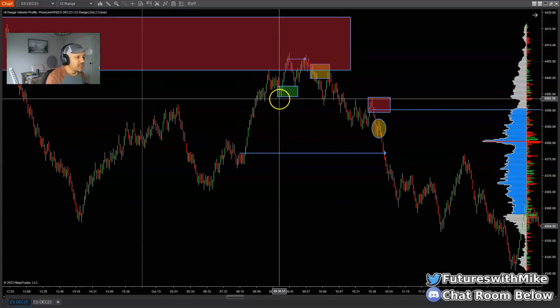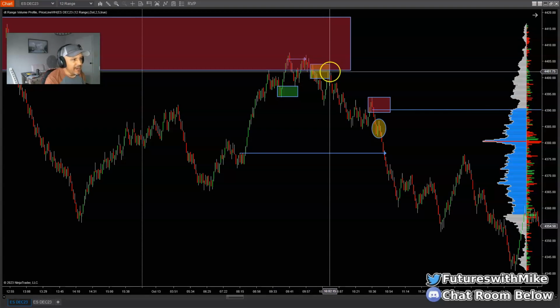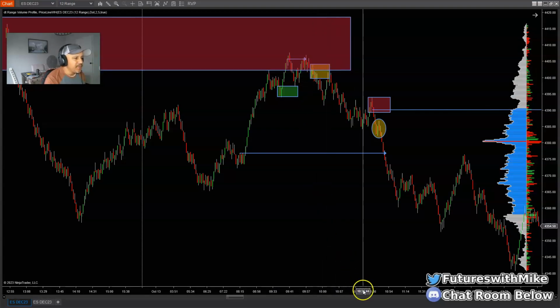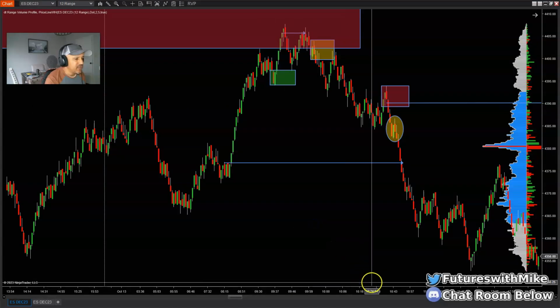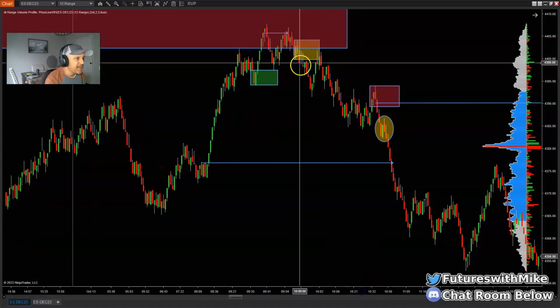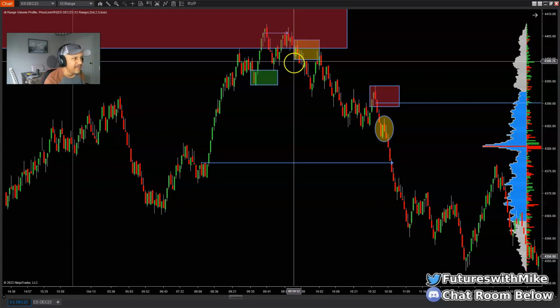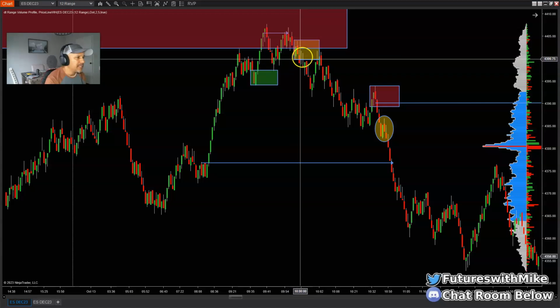All right, so it broke structure here for the first time when it pushed lower here. It pulls back to this area right here. I had this yellow box right here. Now, I'm not really interested in taking a trade from there because when the market started breaking structure to the downside, one of the key things I like to see is a void or a gap resting back at a supply zone.